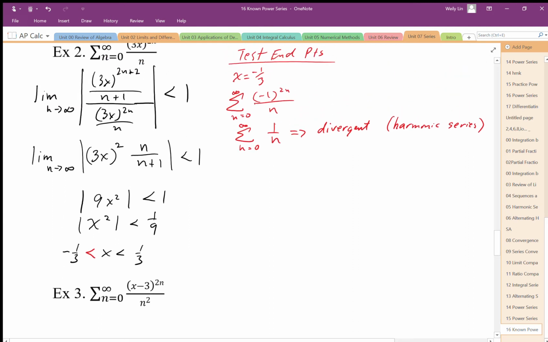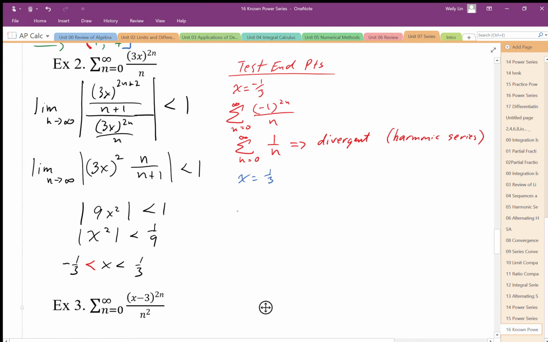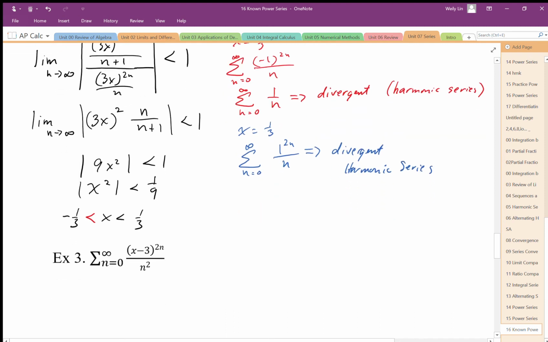Then we need to test the other endpoint of positive 1/3. So when x is equal to positive 1/3, when we plug that in, we're going to end up with the series from n equals 0 to infinity of 1 to the 2n over n. Again, this is divergent, same reason. It's a harmonic series. So we do not include this endpoint here.